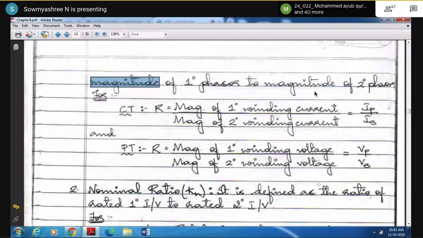So if you connect higher ranges, it will not work properly. Some specified values, rated values will be mentioned on that instrument, according to which you have to install.